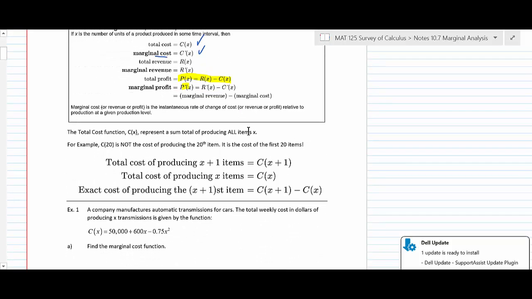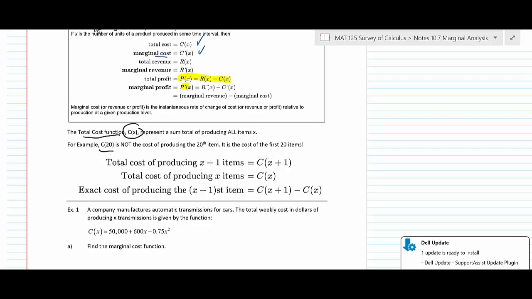So the first thing I want to look at here is kind of important. If you have a cost function that's represented by C of x, C of 20 is not just the cost of producing the 20th item. You want to make sure you understand that. It means the cost of the first 20 items, okay? And so forth. If I say C of 50, that's not just the 50th item, it's the first 50. You want to make sure you understand that real clearly.